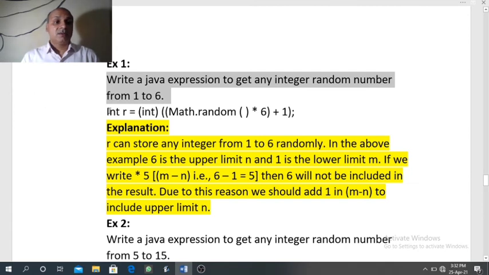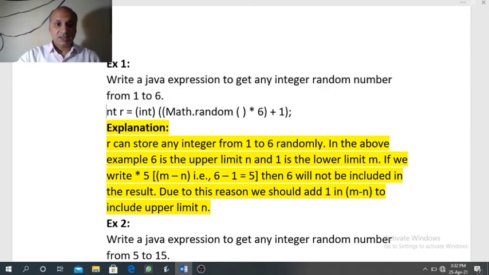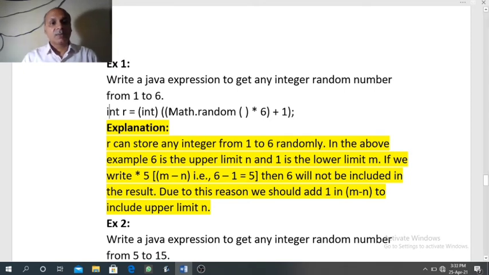Now, the example: integer data type here, variable name r, typecasting int, Math.random() star. After star in the syntax we write n minus m, upper limit minus lower limit. So here 6 minus 1 will be 5. But I have not written 5 here, I have written one extra number. The reason is, when we write 5 here, then 5 will not be in the answer.